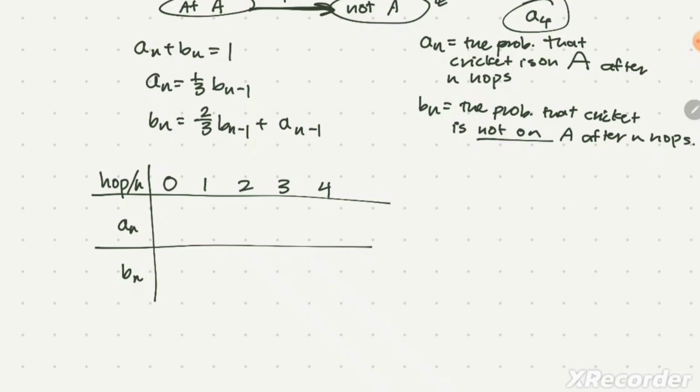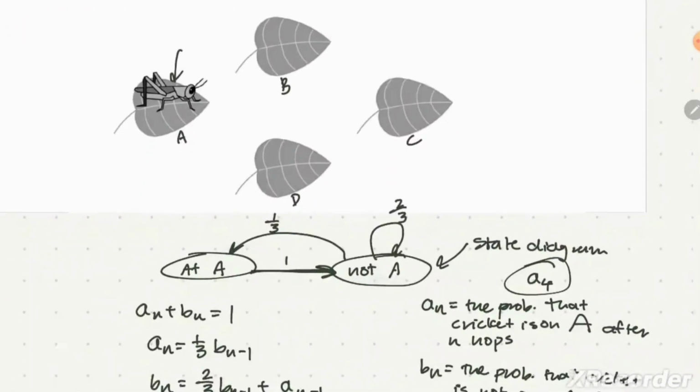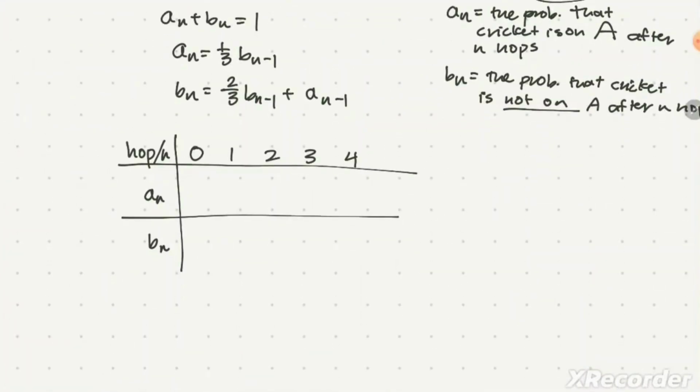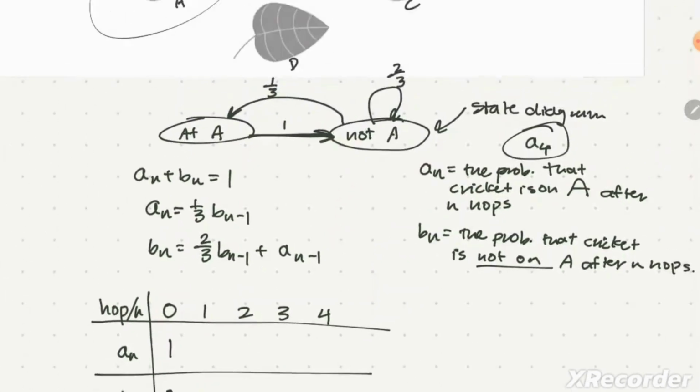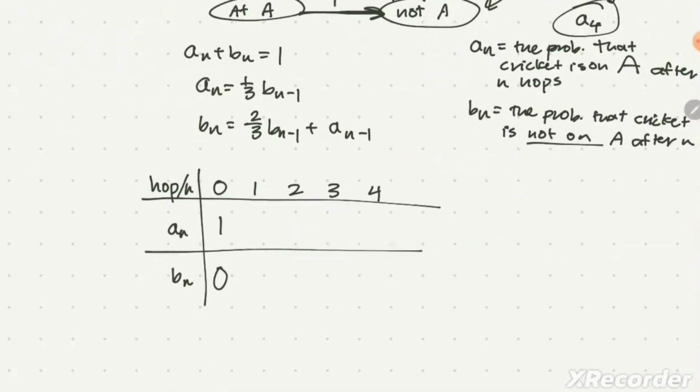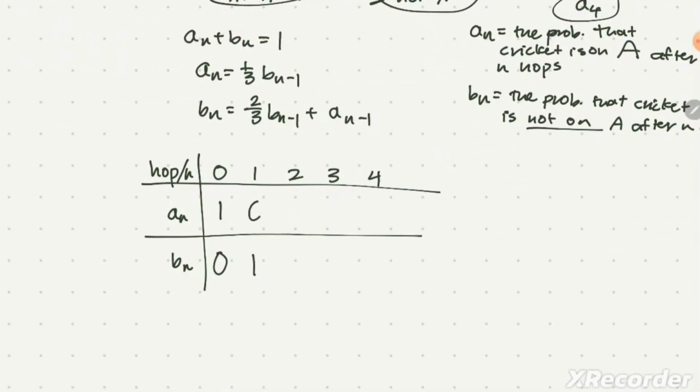Okay, so before we started, since we've already said, again, without loss of generality, that the cricket begins at A, then A0 must be 1, because the cricket must be there. Likewise, since the cricket obviously isn't starting on any of the other leaves, B0 is 0. Next, on the first hop, the cricket must move from A to B, C, or D, like we've described. So B1 must be 1 and A1 is 0. This could also be found using these relationships, but this way is just easier.